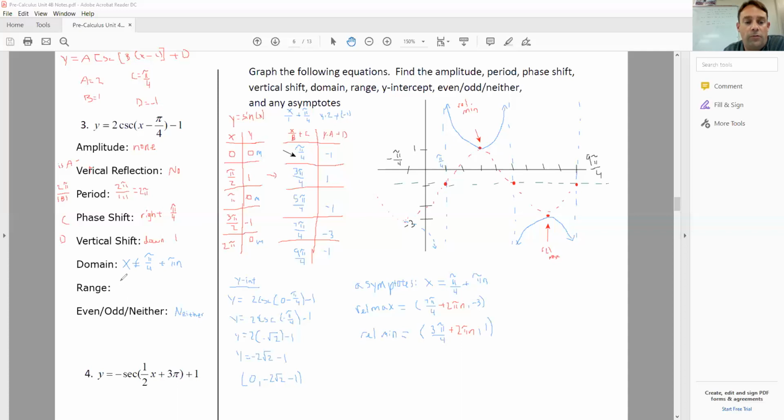For my range, I went from negative infinity to negative 3. And then also, and this just means union or together, 1 to positive infinity.